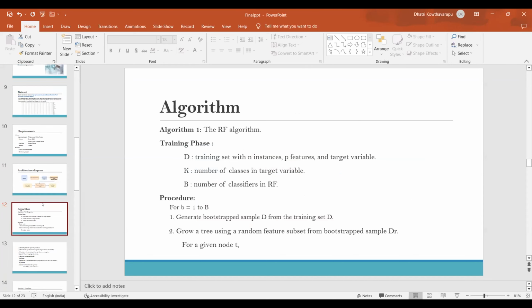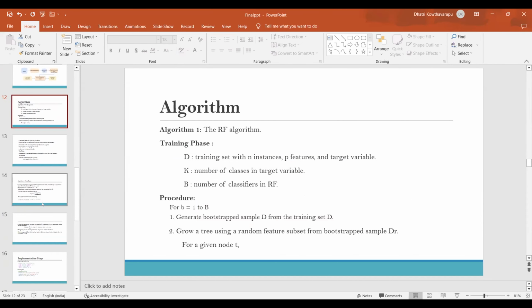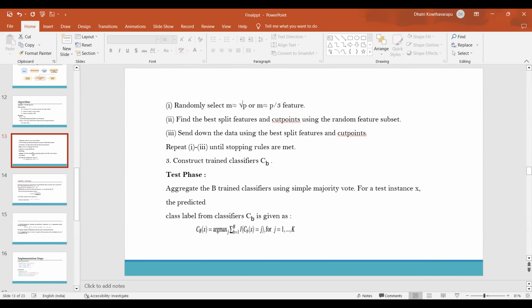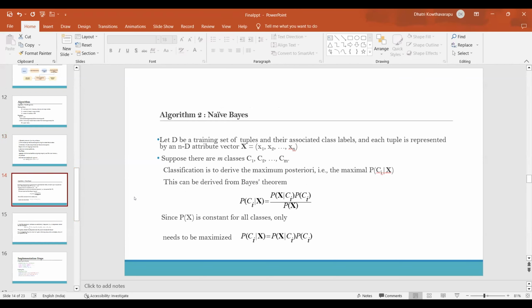This is the algorithm for Random Forest, in which the dataset is divided into a training dataset and a testing dataset. The training dataset is divided into random samples, and for each sample it constructs a decision tree, and each decision tree gives a final output. Among all those outputs, the majority output is given as the Random Forest output. Based on it, we can calculate the accuracy for Random Forest. The second algorithm is Naive Bayes. It works based on the probability of the training dataset.